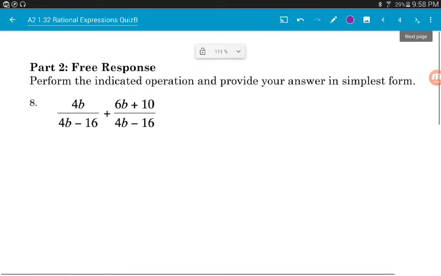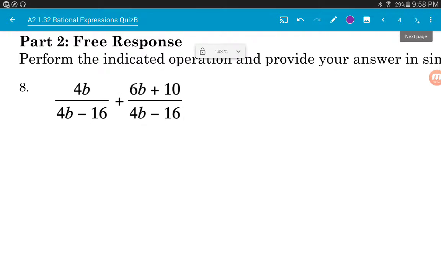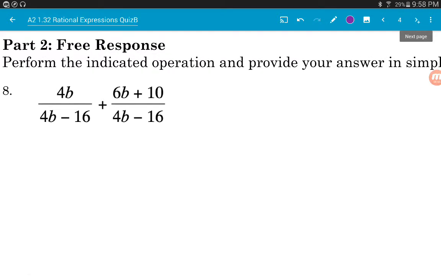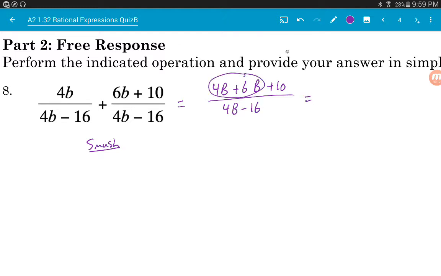On to question 8 in the free response. Now we have to add. Question 8 is easy because they already have common denominators. In order to add, you need common denominators. So since they already have them, I'm just going to smush them together. So this is equal to 4b plus 6b plus 10 over 4b minus 16. 4b plus 6b up here, that's going to be 10b plus 10 over 4b minus 16.